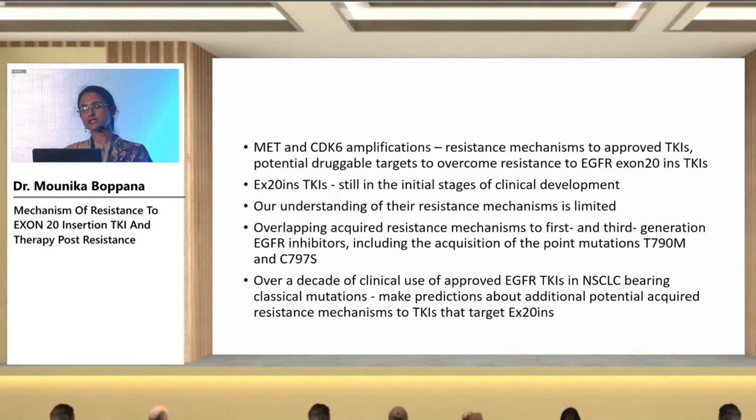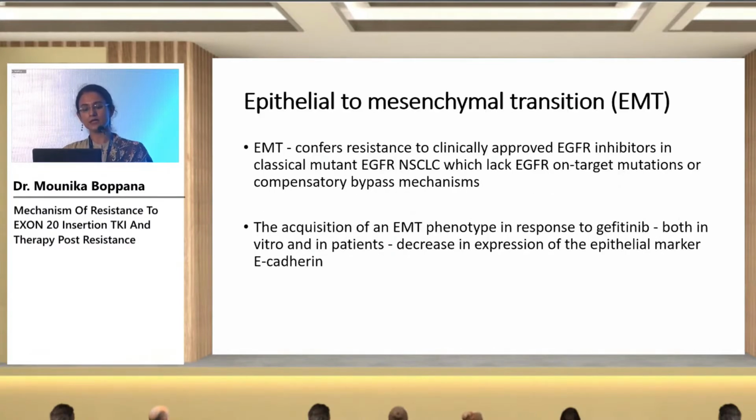So most of the EGFR exon 20 TKIs are still in the initial stages of clinical development, and our understanding of their resistance mechanisms is very limited. Most of the resistance mechanisms overlap with the classical EGFR mutation resistance mechanisms. Another important concept is EMT, or epithelial to mesenchymal transition, which confers resistance to the clinically approved EGFR inhibitors and plays a role even in resistance to EGFR exon 20 insertion TKIs.